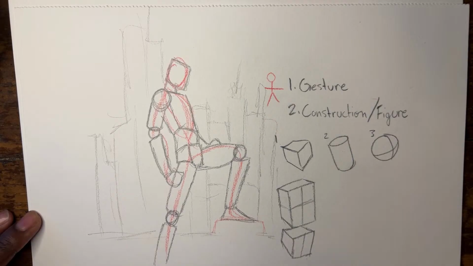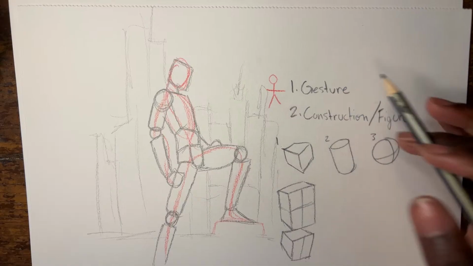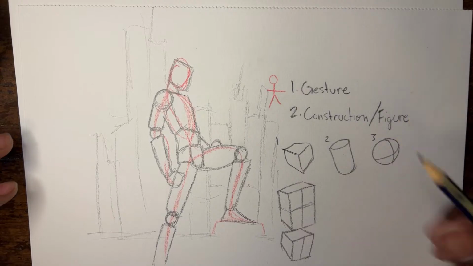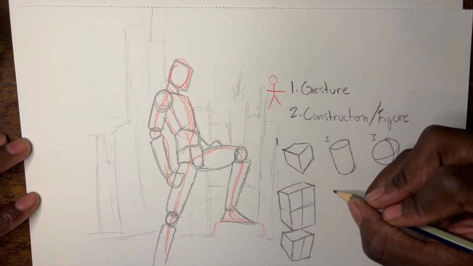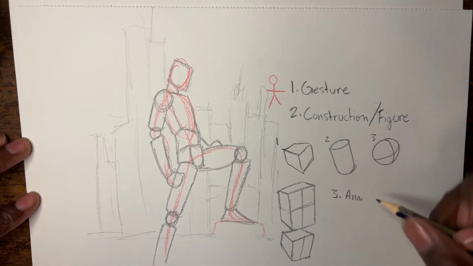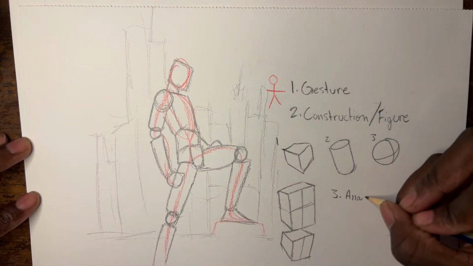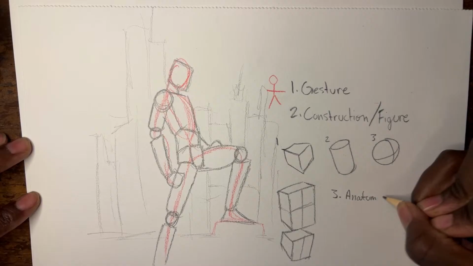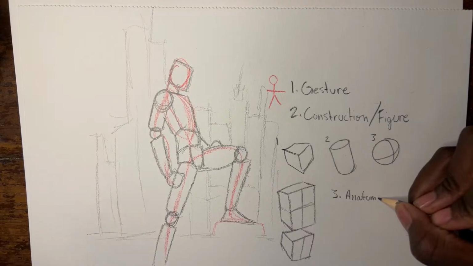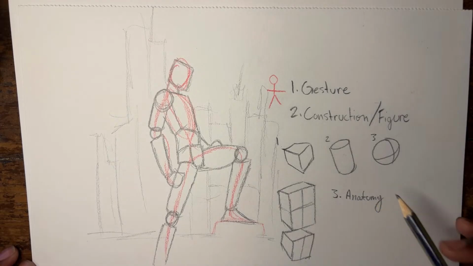So we have our gesture, we have our construction, and the last thing that we would need would be anatomy, right? Because nobody knows who Boxman is, right? Not sure about that superhero. Haven't heard of him. Maybe you guys have, but I haven't. Anatomy. Let me make sure I spelled that right. Okay. So number 3 is anatomy.